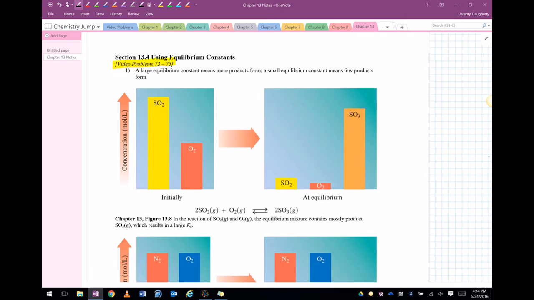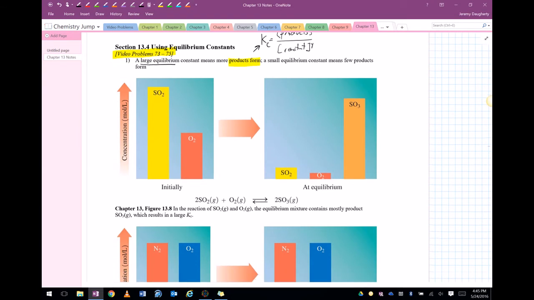Okay, so let's talk about a large equilibrium constant. This means when I solve this equation, where I have the products taken to some power, and I have each reactant taken to some power, the equilibrium constant K, if I have a large K, that means that I have a lot of products form.